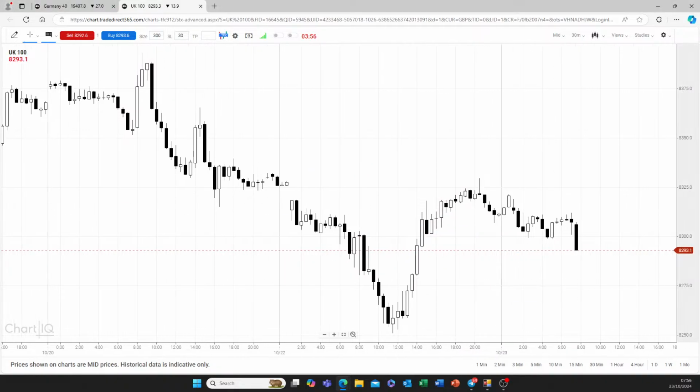This is the FTSE chart we're looking at here. I just realized that I still like to write down the closes. 8,306 and 19,421. So the FTSE closed down 11 points and the DAX closed down 40 points yesterday.